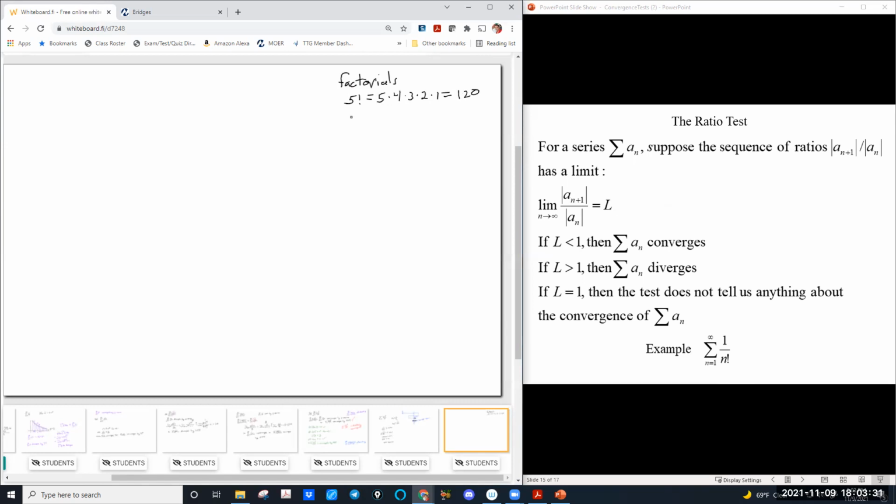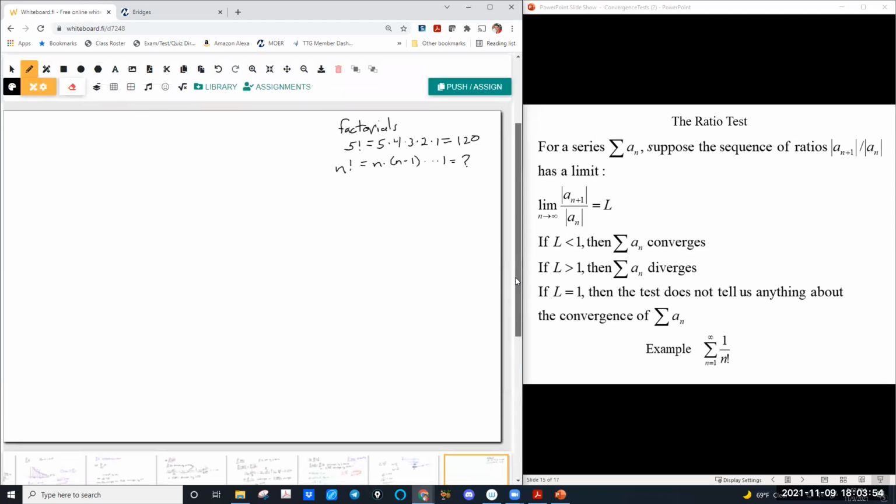For those of you who've taken any probability or counting, you've seen factorials before. When we have n factorial, that means we start at n and go all the way down to 1. We can't say what it equals because we don't know n, but that's okay, it's not important for our purposes. Next week or the week after, when we look at Taylor series, we'll see why the factorial has such prominence. It shows up quite a bit in Taylor series and power series.